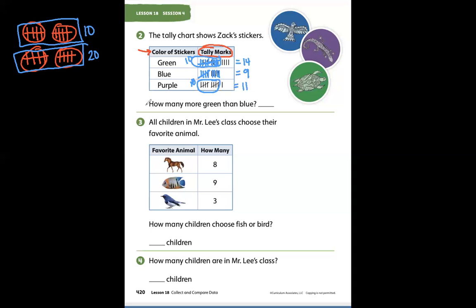So it says, how many more green than blue? How many more than, how many less than, mean subtract. How many fewer, how many less, what's the difference, mean subtract. So how many more green than blue? So we're going to subtract 14 green minus 9 blue to find the answer. But remember, if you don't like to subtract, you do not have to subtract.